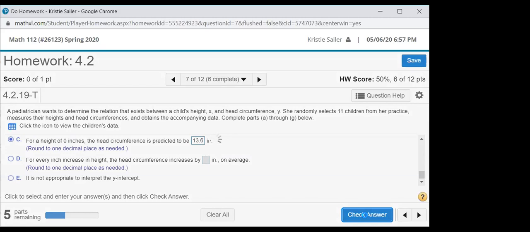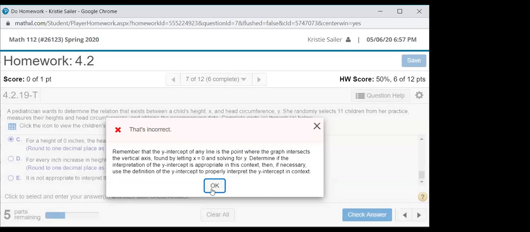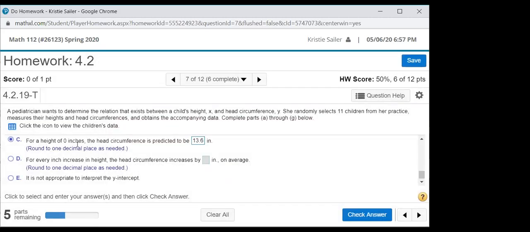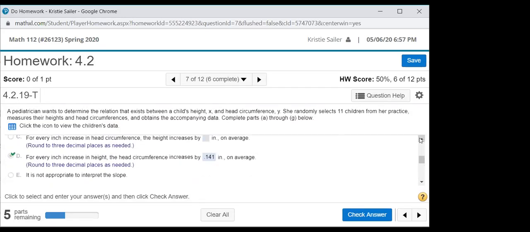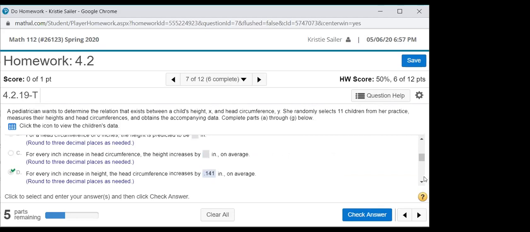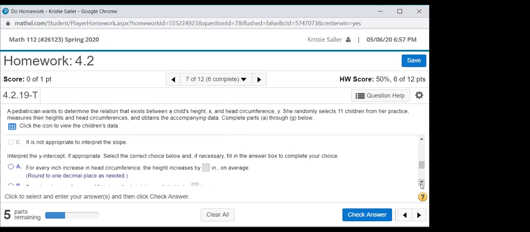Because your x is 0, right? Oh, wait, did I do the wrong one? For a height of 0 inches, the head circumference is predicted to be 13.6 inches. Round to 1. But what are we entering? Go back up, because I forgot what the question was. Interpret the y-intercept, select the correct choice.